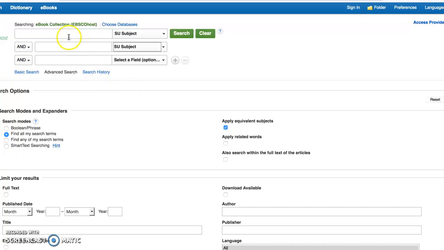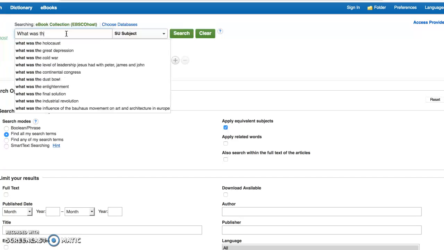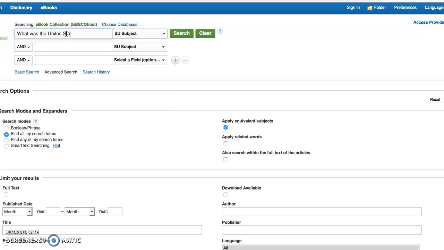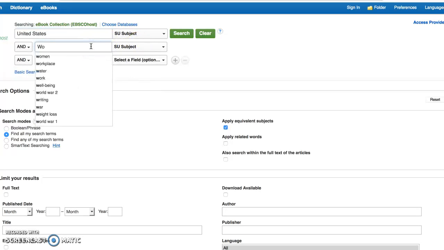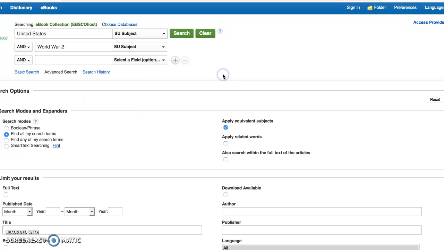So another thing that I want you to think about when you're doing these, we're not going to use natural language. So we're not going to put in here what was the United States' role in World War II. We're not going to do that. Okay, we're just going to put very simple language. We're going to put United States, and then we're going to put world, or what did I learn last time? Don't put the two I's, put the number 2, just like that.